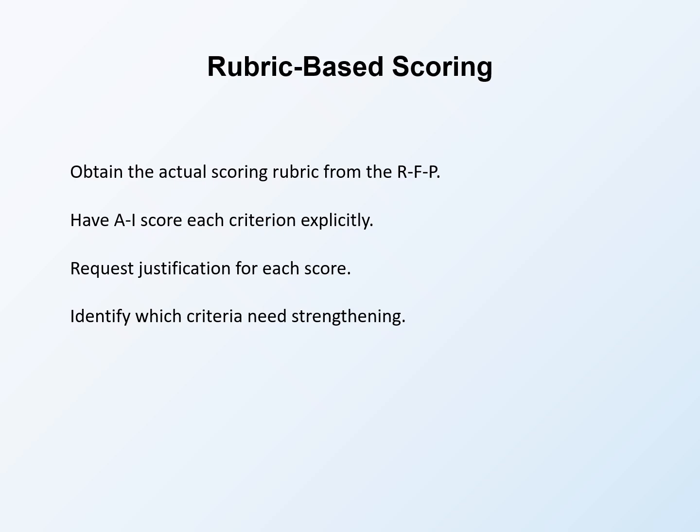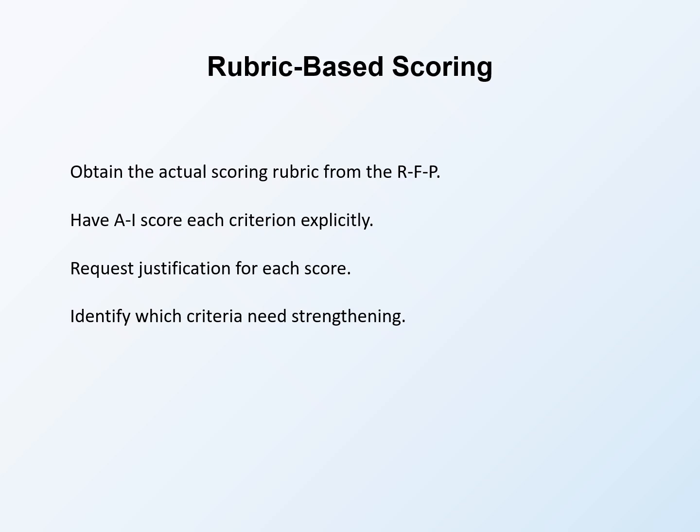When the funder provides a scoring rubric, you have a powerful tool for structured red team review. The rubric tells you exactly how reviewers will evaluate your proposal and how points are allocated across different criteria. Provide the complete rubric to AI and prompt for explicit scoring. For example, using the attached scoring rubric, score this proposal on each criterion. For each criterion, provide a score on the specified scale, a detailed justification for that score referencing specific parts of the proposal, and at least one specific suggestion for improvement. After scoring all criteria, identify the 3 criteria where the proposal is weakest and provide detailed recommendations for strengthening them.